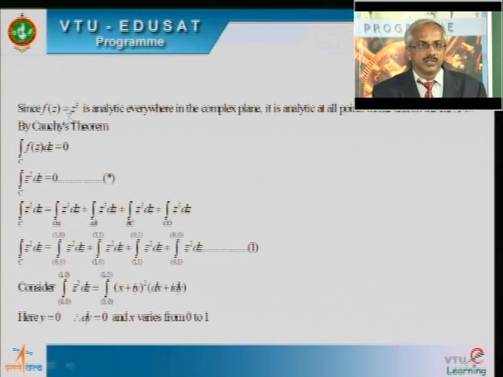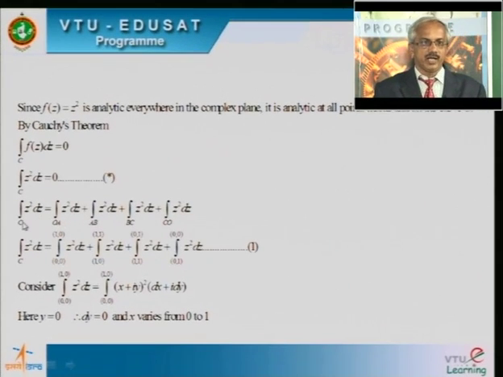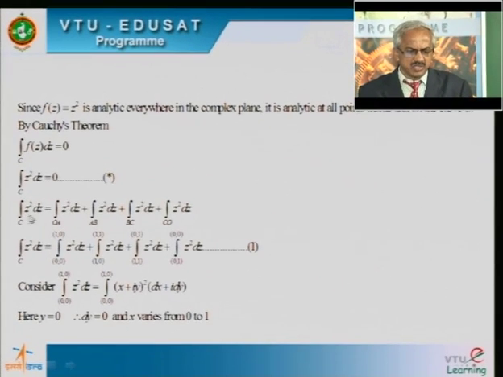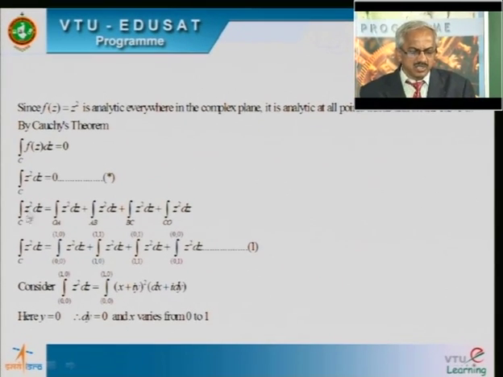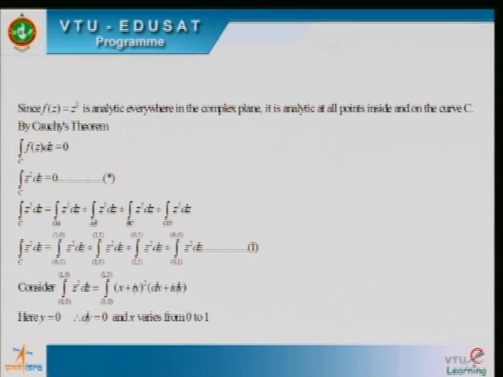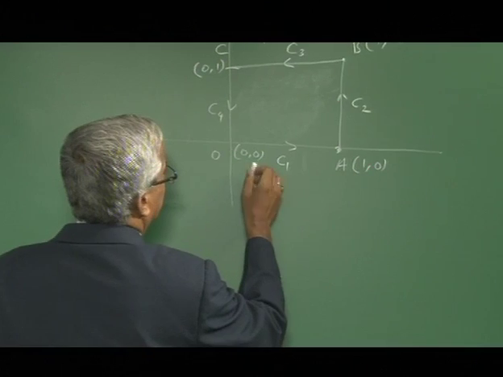Because the square is a union of the curves C1, C2, C3, C4, the integral along the curve C of the function z square dz is equal to the integral along the curve OA, plus the integral along AB, plus the integral along the line BC, plus the integral along the curve CO. So, these are the limits, from 0 to 0.